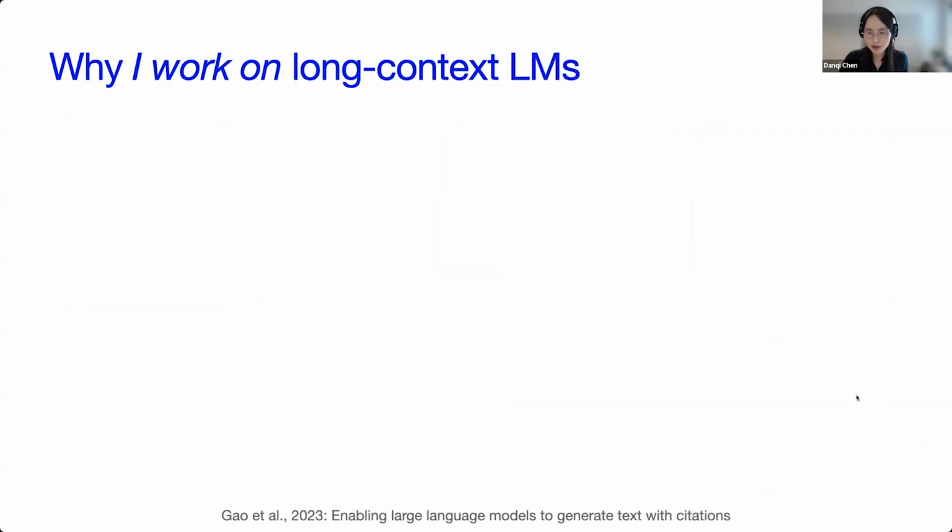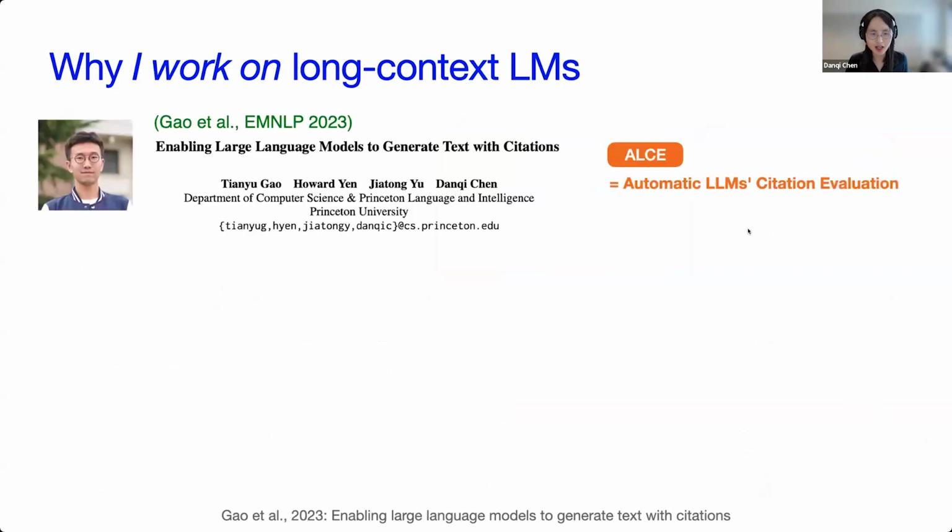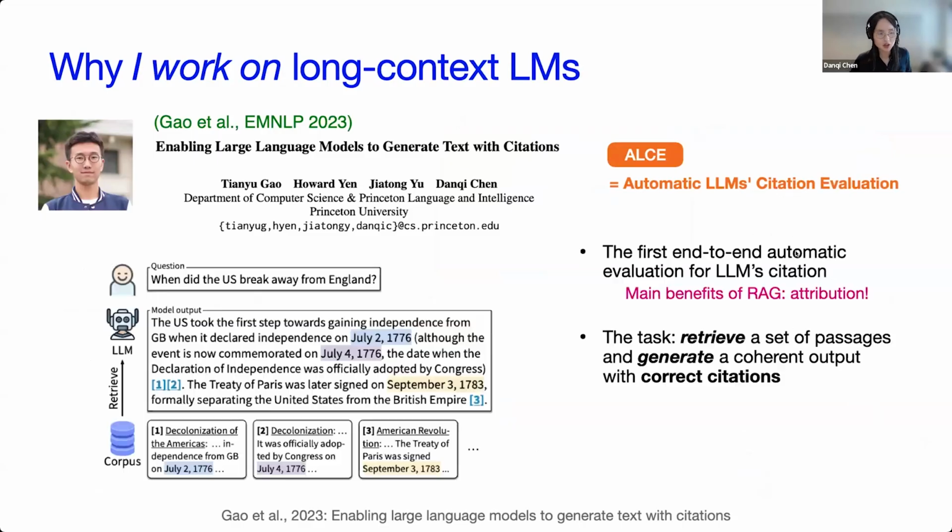So next, I want to talk a little bit about why I actually became really interested in long context models. Basically, in early 2023, we had this project called ALCE, which stands for Automatic Large Language Models Citation Evaluation. You're probably all familiar with this kind of citation if you have used a commercial system like Perplexity. In the ALCE project, we propose an end-to-end automatic evaluation framework for such a citation task.